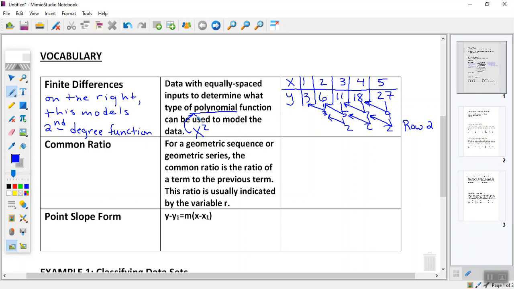For a geometric sequence or geometric series, the common ratio is the ratio of a term to the previous term. This ratio is usually indicated by the variable r. I'll tell you this right here, common ratios are very different than common differences, but common ratios usually represent exponential functions.